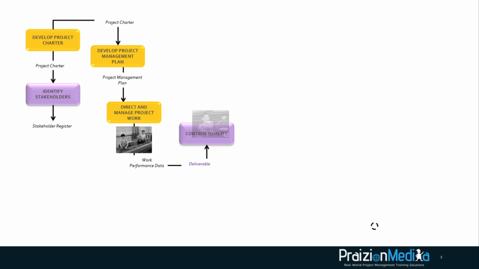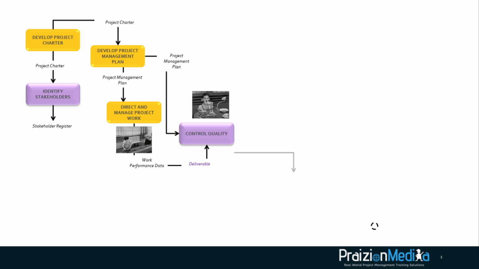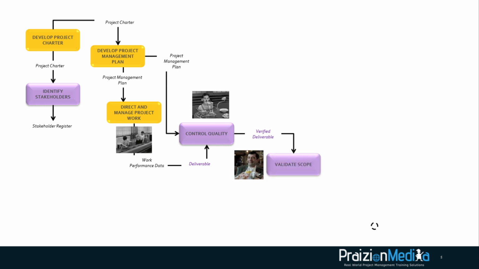Those deliverables need to be checked, and they're checked in the process known as control quality. That is your internal check. Now, also remember the project management plan is an input to control quality as well. From control quality, you are going to get a verified deliverable if your quality control team finds that deliverable being fit for use. The verified deliverable will then become an input to the process where your customer will inspect it for themselves. We call that validate scope.